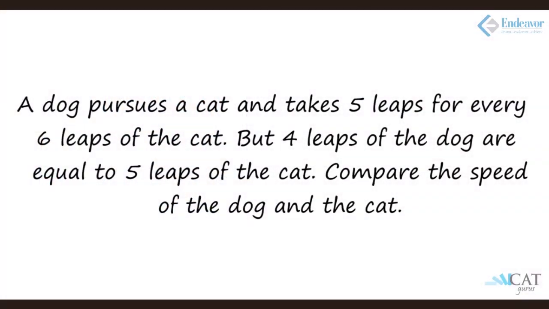This time it is completely different. A dog pursues a cat. Now a dog is running after a cat and takes 5 leaps for every 6 leaps of the cat. 4 leaps of dog are equal to, in terms of distance, 5 leaps of cat. Compare the speed of dog and cat.